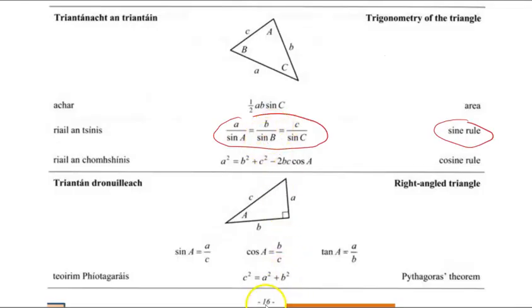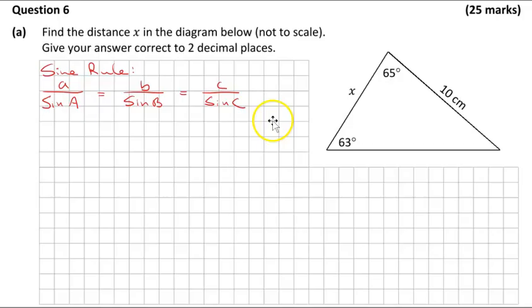So the sine rule is on page 16 of our formula book, and it is a over sine A equals b over sine B equals c over sine C. So we're going to label our triangle. I'm going to let this be capital A, so that's lowercase a. I'm going to let that be capital B, so that's lowercase b. And I'll let that be capital C, so that's lowercase c.